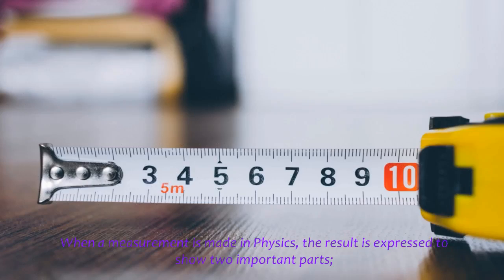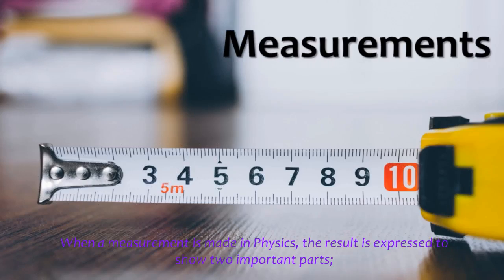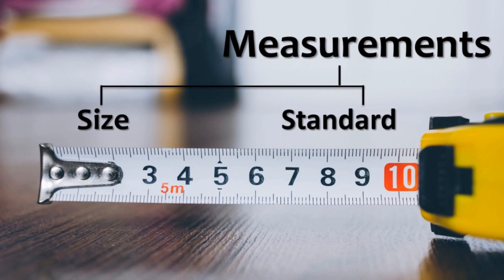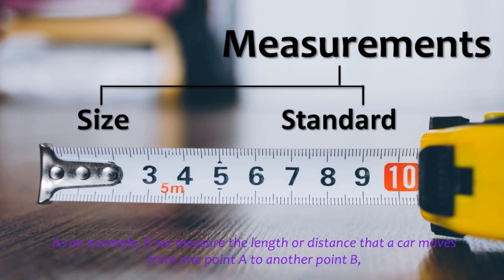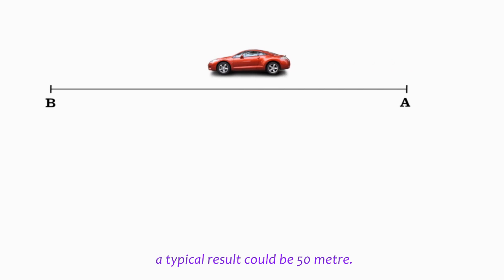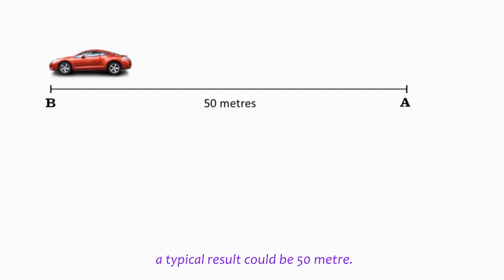When a measurement is made in physics, the result is expressed to show two important parts: the size of the measurement and the yardstick or standard used in making the measurement. As an example, if we measure the length or distance that a car moves from one point A to another point B, a typical result could be 50 meters.